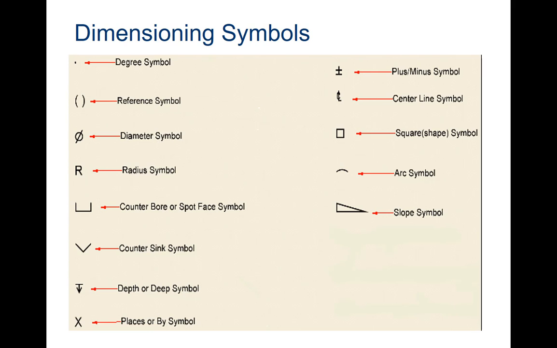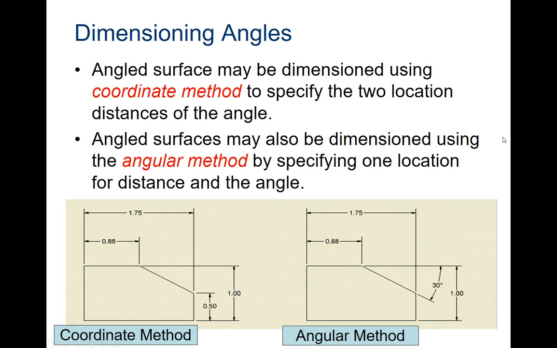Let's talk about a couple of the special types of dimensioning and situations that we haven't done yet this year. So, angled surfaces. There are 2 ways in which you can dimension angled surfaces. I have taught you how to do one of them, the coordinate method. You can also use the angular method.